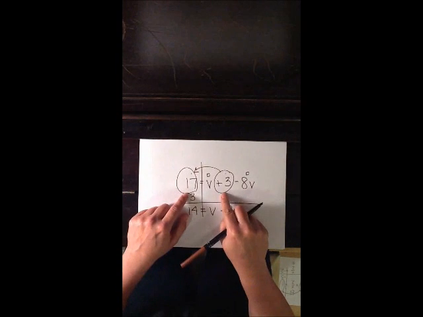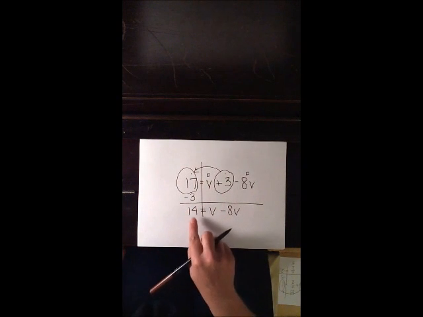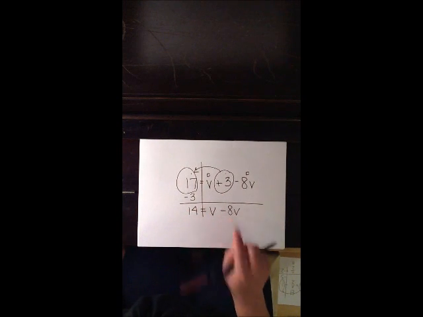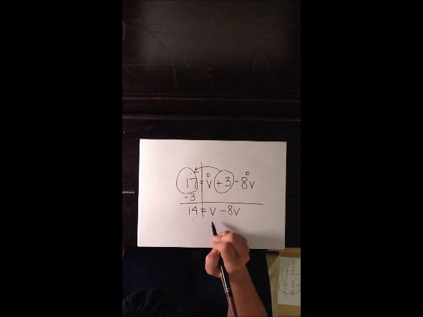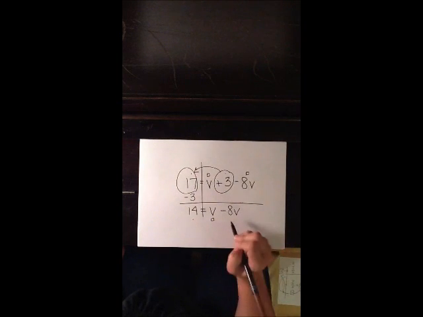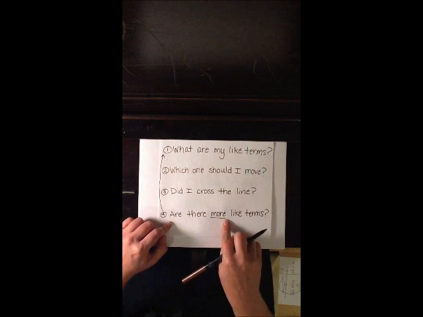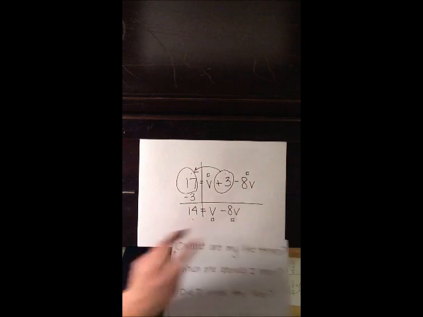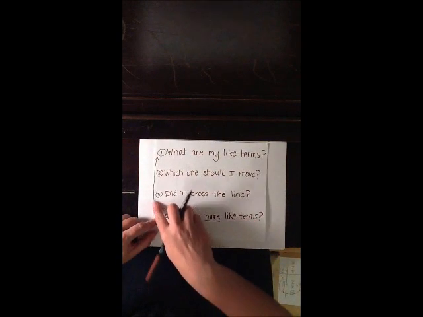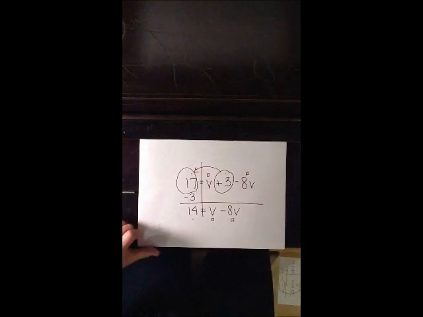You can see how it helped that I'd circled these because I knew this one was gone and I didn't accidentally rewrite it again. So now I have 14 v minus 8v. 14, cherries are boxes. Cherries. V, cherries are boxes. Boxes. Negative 8v, cherries are boxes. Boxes. So now I get to question number 4. Are there more like terms? In this problem there are, because there are still these 2 things that can be combined. So you'll note that I drew this arrow that goes back up here, because if there are more like terms, I'm going to start the whole process over.